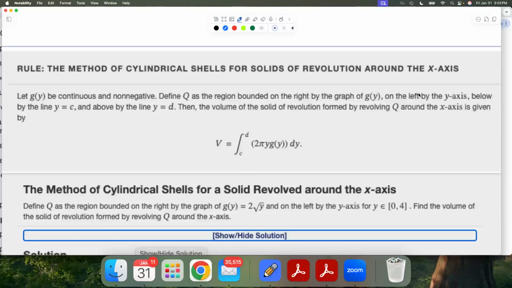What if we're rotating around the x-axis? So here's the formula we'll use. Y there, when they say Y, they mean the new radius. And when we say G of Y, we mean the height. And by height, we're going to mean something that's turned on its side. You'll see.